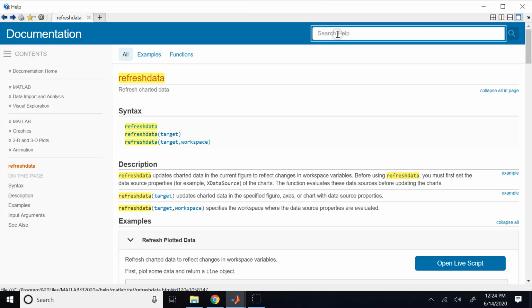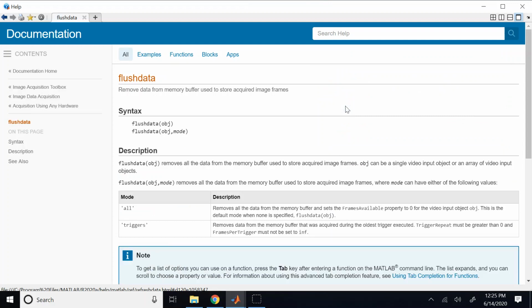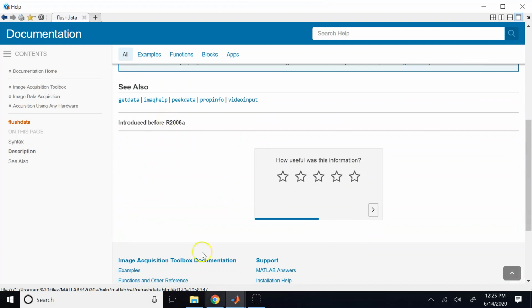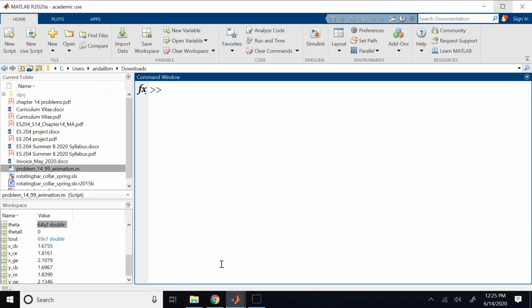And then there is the command, let's see, flush and flush data. This is a good one. If your animation has a huge number of data points and it is a heavy animation, I absolutely recommend you use the command flush data. And flush data all. This would get rid of the previous data used in the previous loop counter for the animation, and your memory is not going to be overloaded and your program crashes.